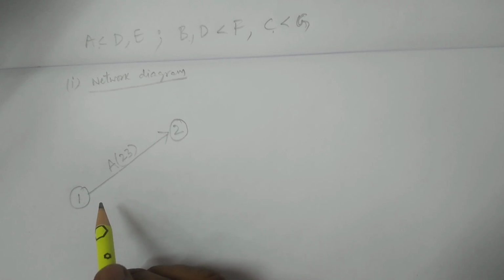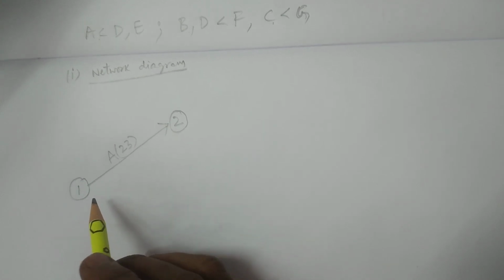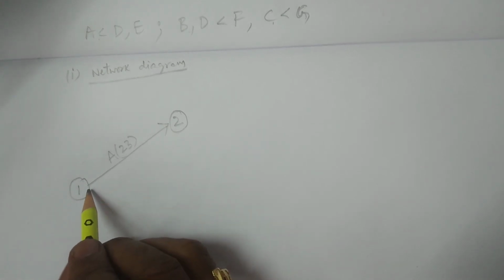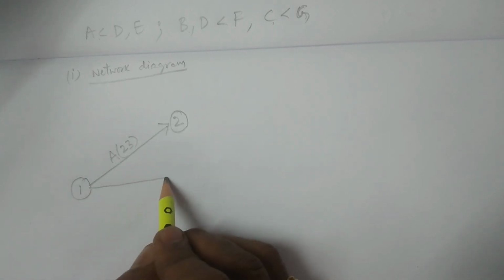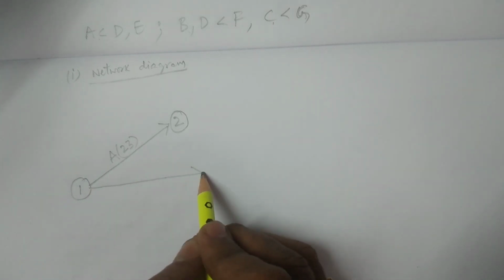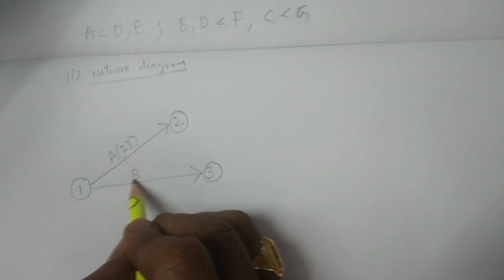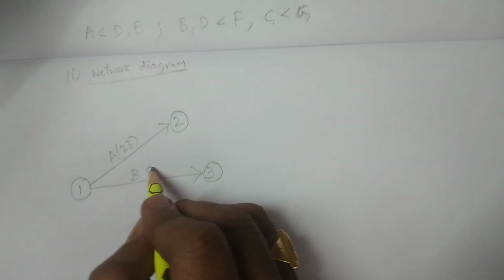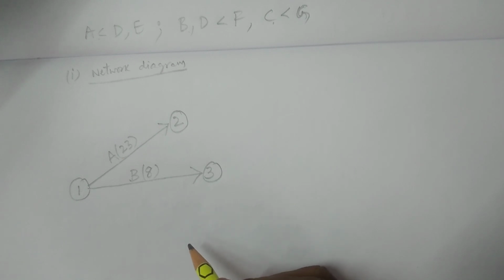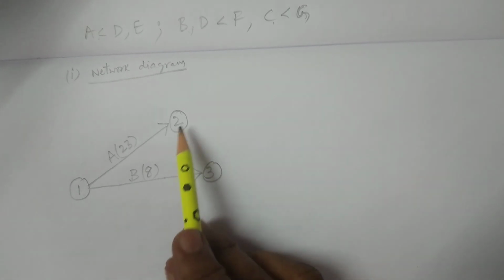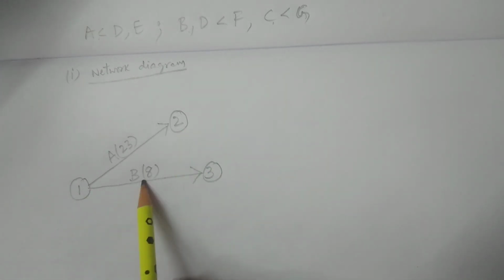And similarly, you have to construct an activity from 1, because it is also an independent activity, and I'm constructing the activity B. For example, if it is not suitable, we can erase the figure and draw it again. The activity should be finished in 8 days. Then I'm considering the third event here. 1, 2, 3 I have connected. I have constructed the activity B.